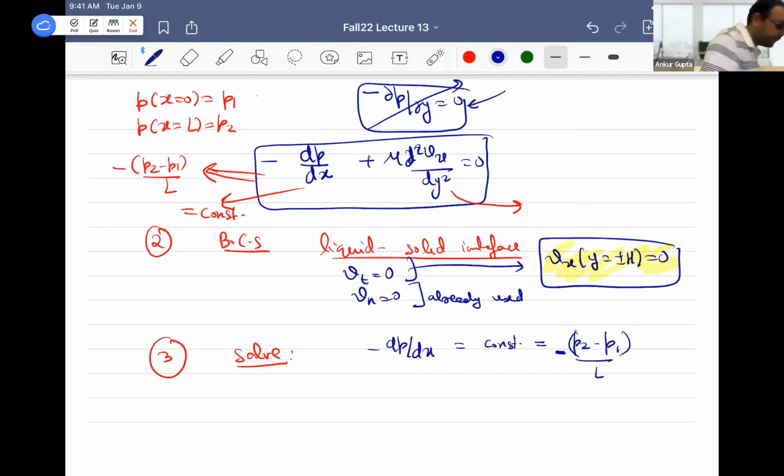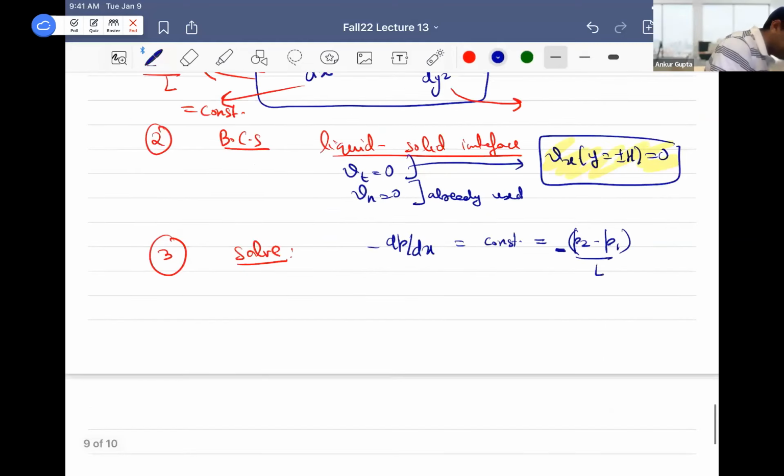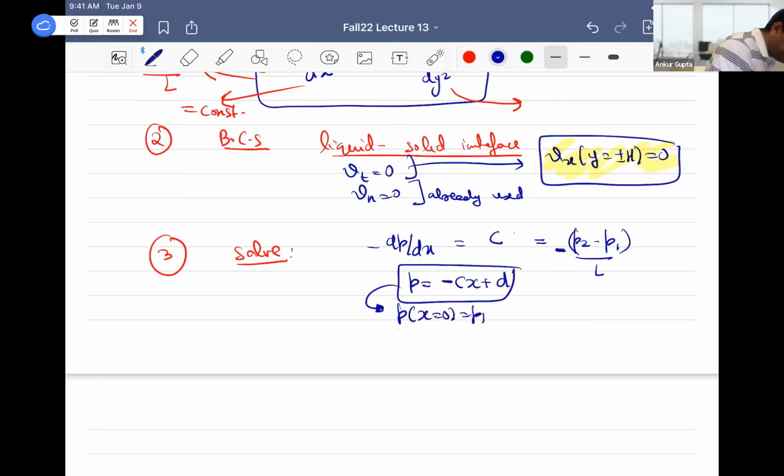So if somebody is confused, you can say, well, this is equal to C. Then you will get P is equal to Cx plus B. And then you can use the value for P at x equal to 0 to be P1, and P at x equal to L to be P2. Then you can substitute this back to check that C comes out to be minus (P2 minus P1) by L. So that's just more formally, somebody can always check.